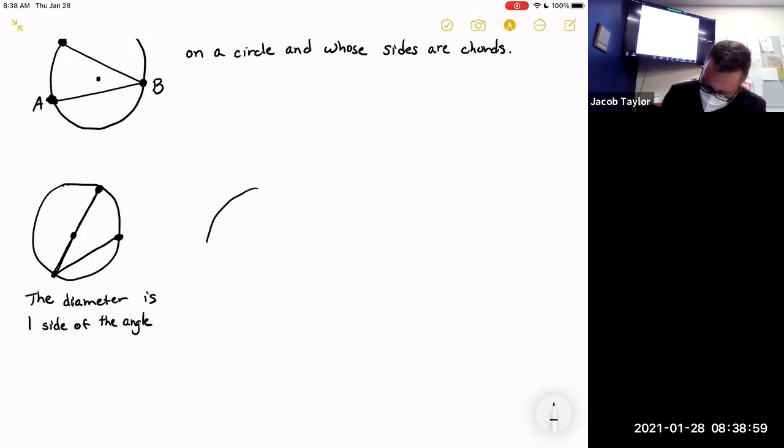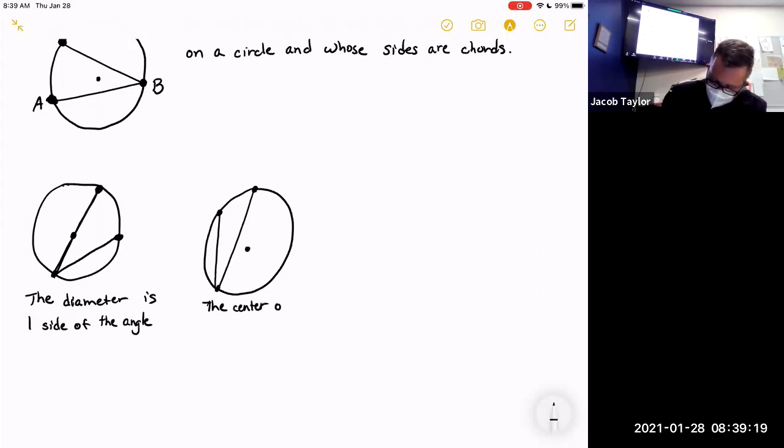There's another case where it doesn't go through the diameter, but the center of the circle is outside the angle. So for example, if my two chords look like this and the center's here, that's another type of inscribed angle where the center is outside of the circle.